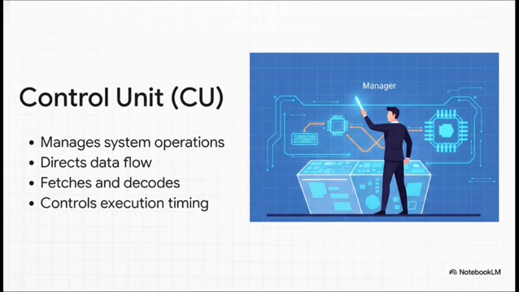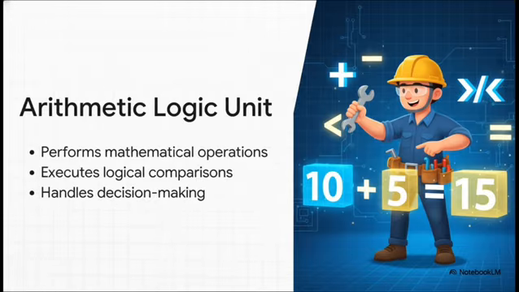So as an example, when you press a key on your keyboard, it's the control unit that makes sure that specific signal goes precisely to the memory and then routes correctly to the processor. It's the ultimate coordinator. Okay, so if the CU is the manager, let's meet our worker.